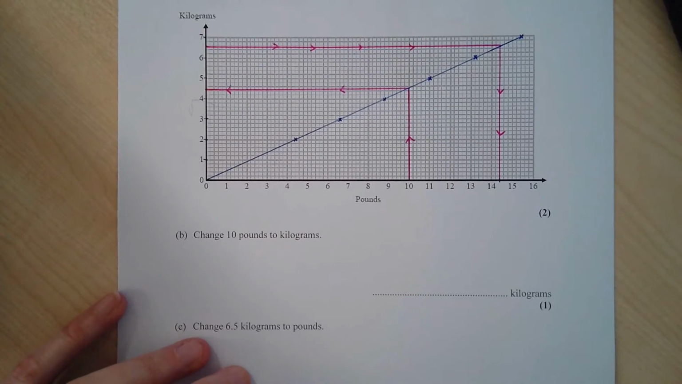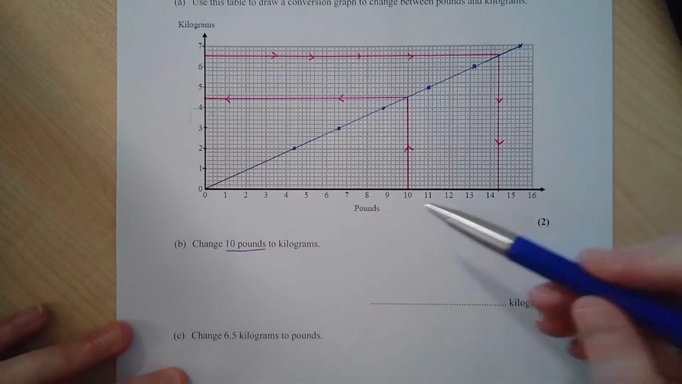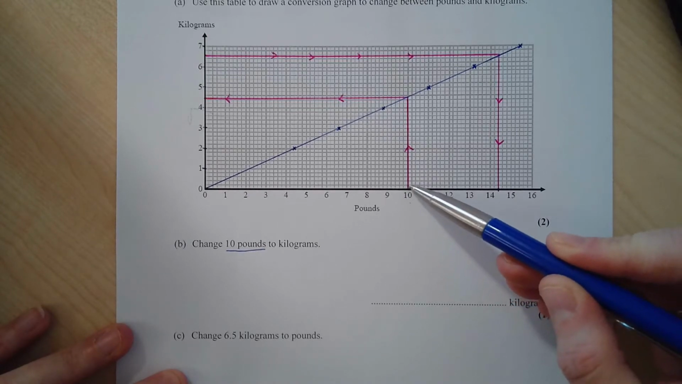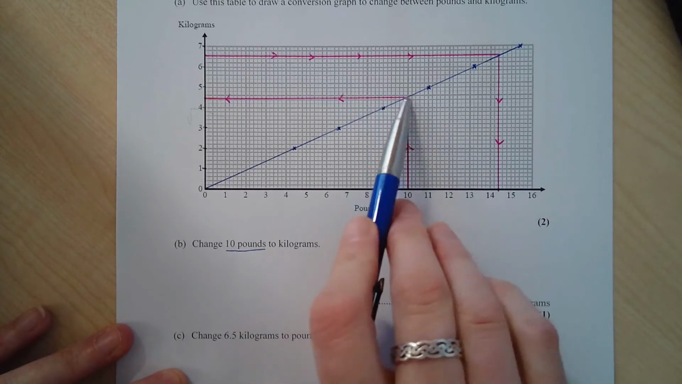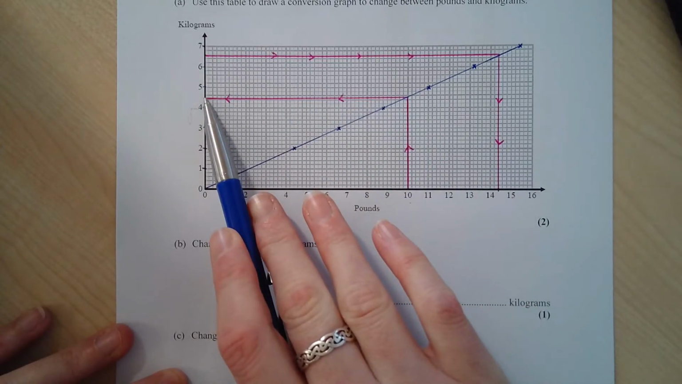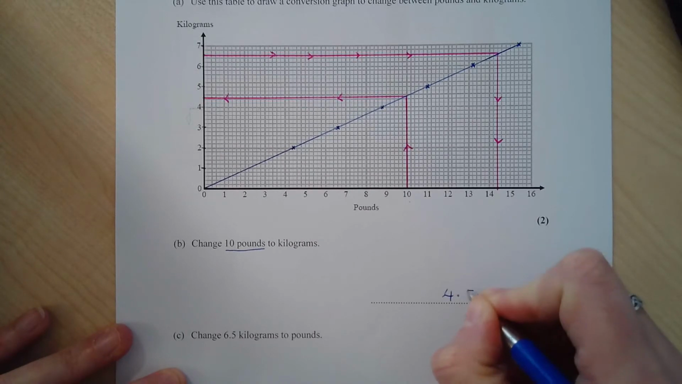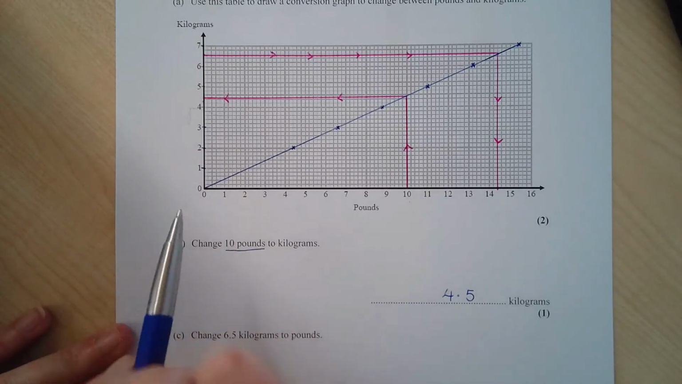Part B, change £10 into kilograms. So what I've done is I've found £10. I've gone to 10 on the pounds axis, and then I'm using my graph, so I'm drawing up to the graph and then straight along from there, and the number that it comes to on that axis is about 4.5. It's roughly halfway between the 4.4 and the 4.6 one.